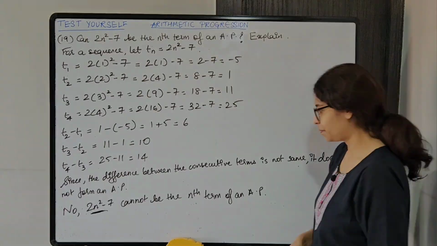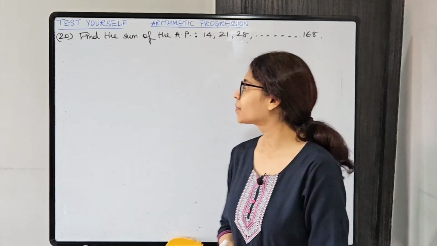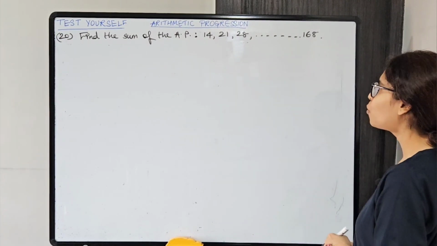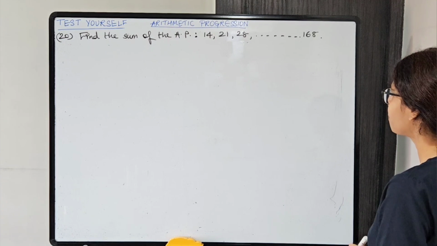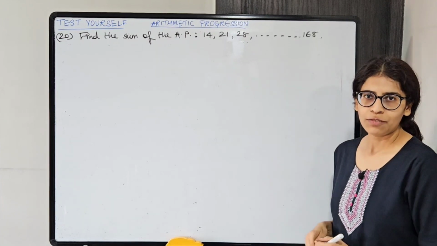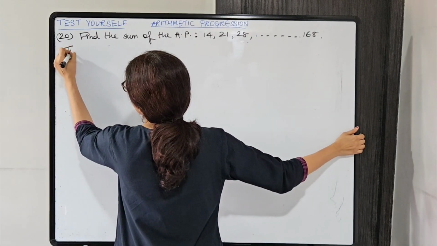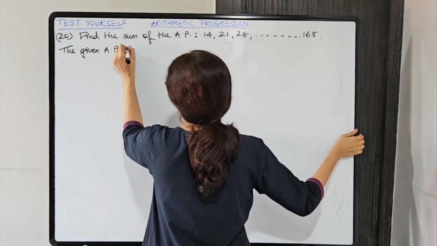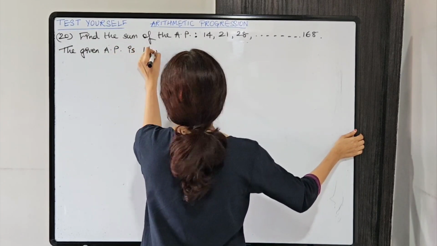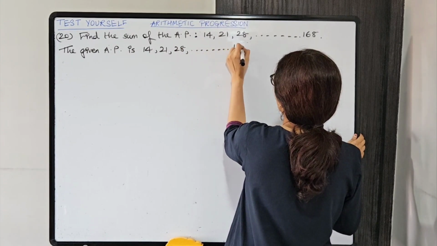All right. Moving on to next question, question number 20. Find the sum of the AP 14, 21, 28 and so on up to 168. Let's write down the AP first. The given AP is 14, 21, 28 up to 168.